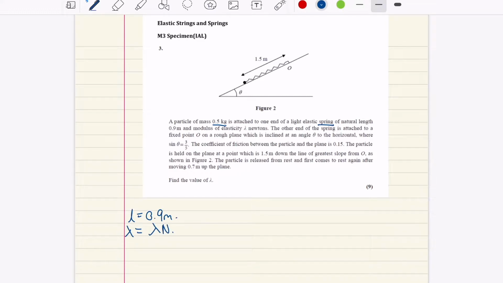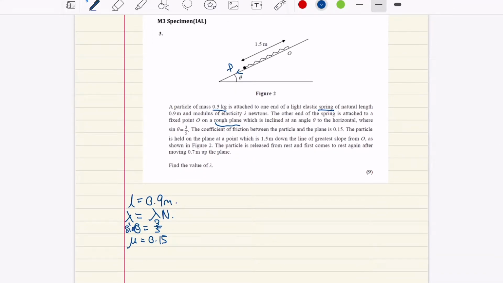Okay. The other end of the spring is attached to a fixed point O on a rough plane. Rough plane means there's a friction, which is inclined at an angle theta to the horizontal, where sine theta is equal to 3/5. The coefficient of friction between the particle and the plane is mu equals 0.15. The particle is held on the plane at a point which is 1.5 down the line of greater slope from O, as shown in figure 2.